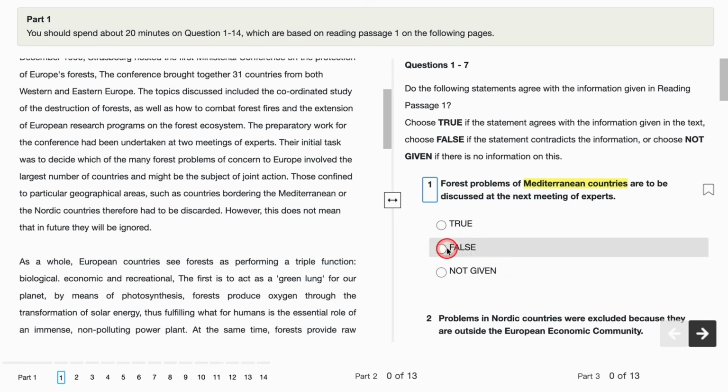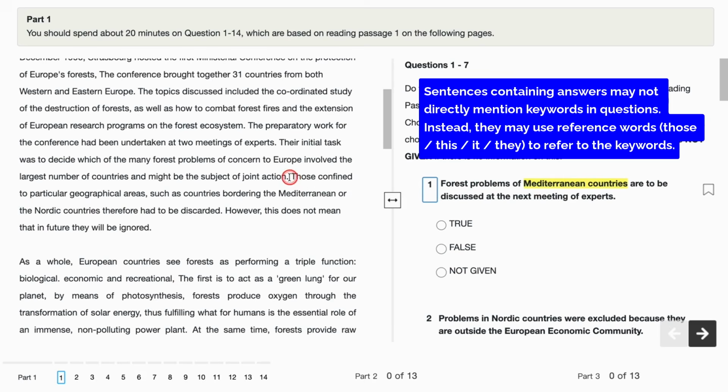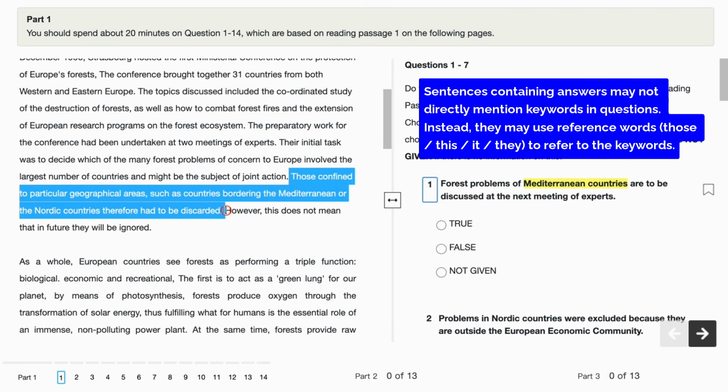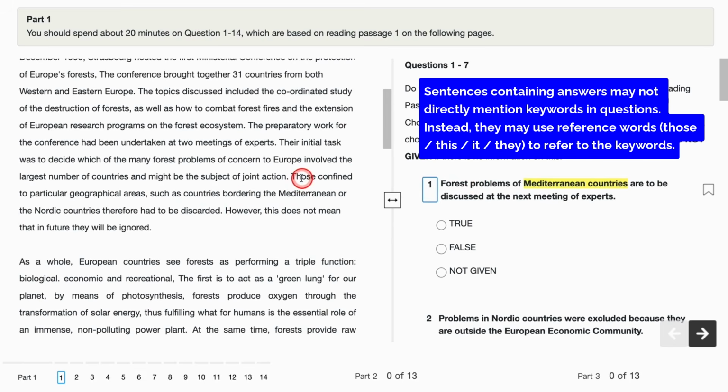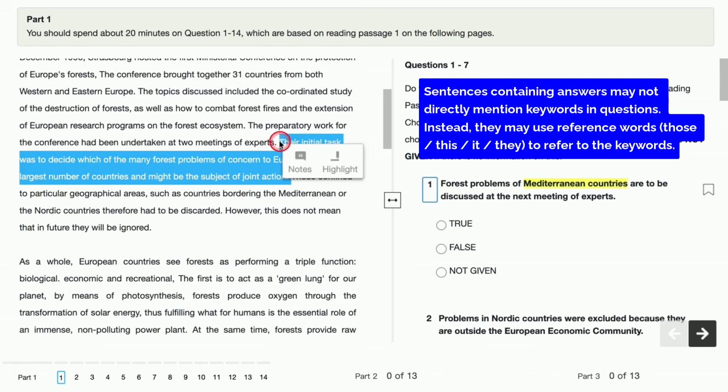However, don't choose not given yet. Sometimes sentences that contain answers don't directly mention keywords in the questions. It sometimes uses reference words like those, this, it, or they to make it harder for us to find the answers. So we need to find out what those refers to. It may refer to forest problems. Let's read the preceding sentence.